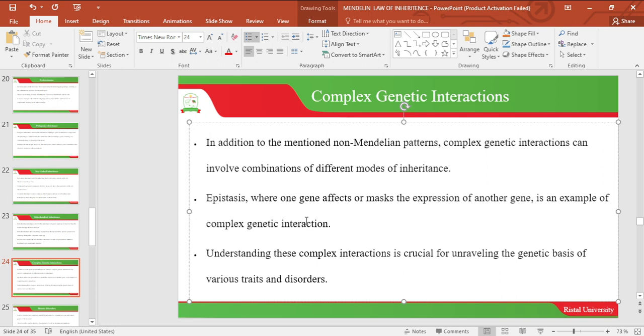Let's look at complex genetic interactions. In addition to the mentioned non-Mendelian patterns, complex genetic interactions can involve combinations of different modes of inheritance. For example, epistasis, whereby one gene affects or masks the expression of another gene, is an example of complex genetic interaction. So understanding these complex interactions is very important for unraveling the genetic basis of various traits and disorders.